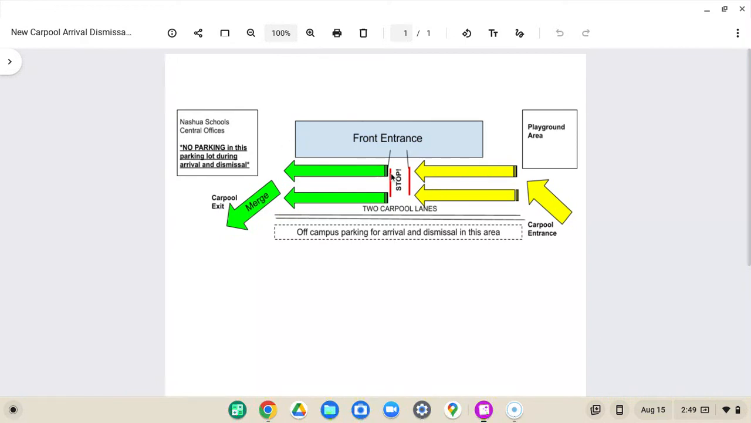For dismissal, there is no carpool with the exception of kindergarten. There is a kindergarten carpool that will do the same as morning carpool with two lanes, no through lane, for kindergarten only. Grades 1 through 5, again, will have to park off campus to pick up their children or park on the side streets. Buses will be in front. I didn't mark it on the map because they will only be in front for just a few minutes as they're dismissed before carpool. And then buses will leave, and that will allow both lanes to open for carpool arrival and dismissal. So again, this is new for parents.